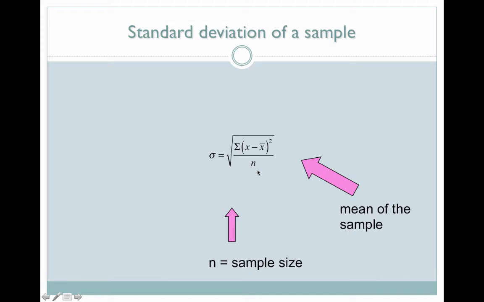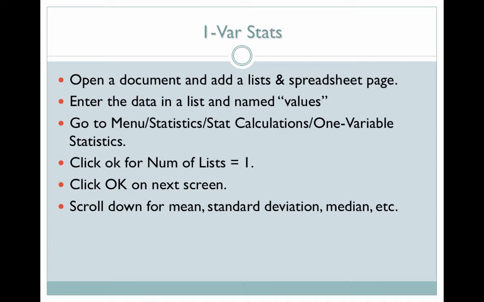So the x bar is the mean of the sample and n is the sample size. Now, you can do this by hand, but it is my strong recommendation that you learn how to use your calculator and do one variable statistics. We will go through this in next class whenever we do the problems to try on your own, or whenever we review them. If you want, you're welcome to come in and get help before next class.